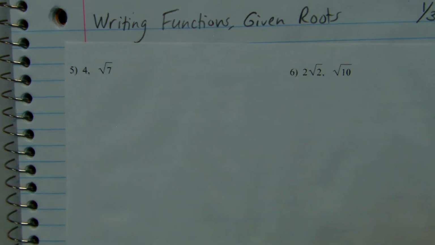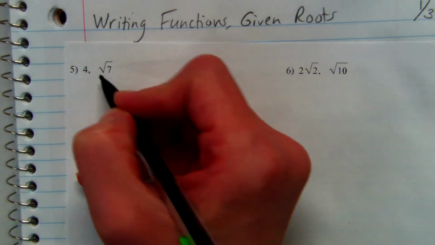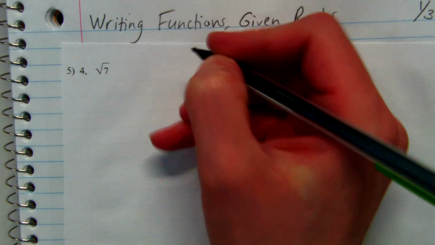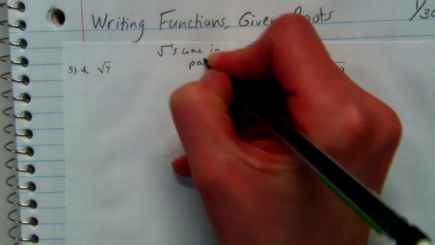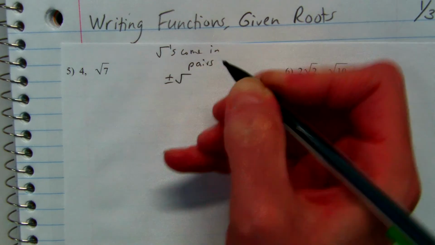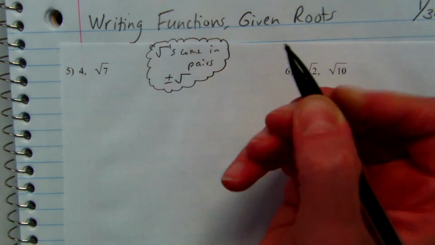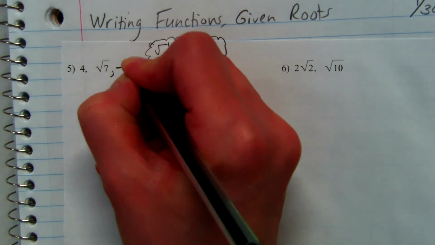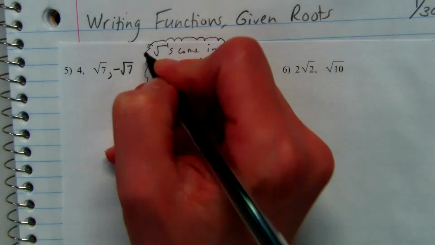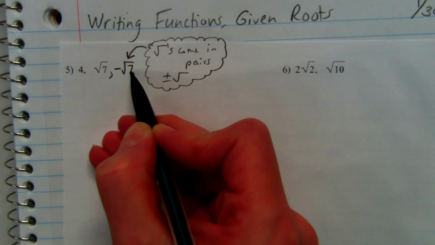If you have 4 and the square root of 7, when we talked about finding roots, if I have square root of 7, we're going to write a little note that square roots come in pairs. It's always plus or minus a root. I'll put a little bubble around that as sort of a special note. So if I have the square root of 7, I also have negative square root of 7. I have to add that in using my knowledge of how these roots work. If you have one, you have to have the other.